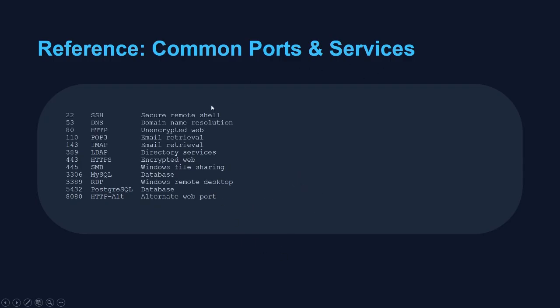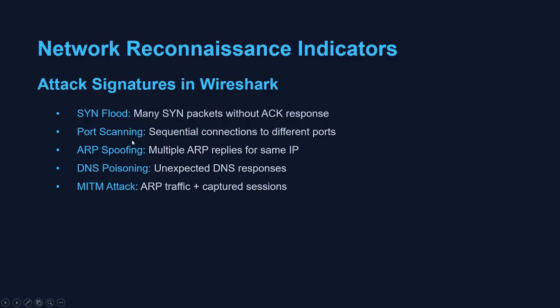These are the common ports and services: 22 SSH, 53 DNS, 80 HTTP, 110 POP3, 143 IMAP. These are actually email protocols. LDAP 389, HTTPS 443, SMB 445, 3389 RDP, 3306 MySQL, Postgres 5432, and this is it. And this we've talked about.